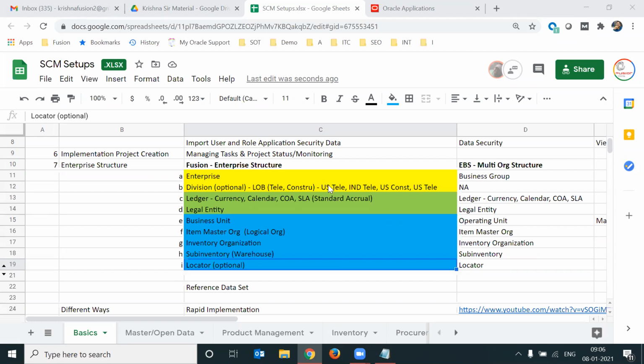Any more questions towards the concept? Krishna, if any products are duplicated in the sub inventory, can we treat them in the item master organization, the logical organization? You're not framing your question properly.